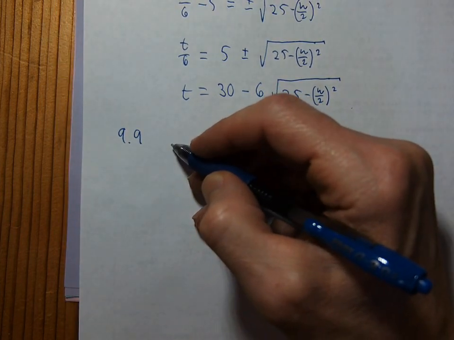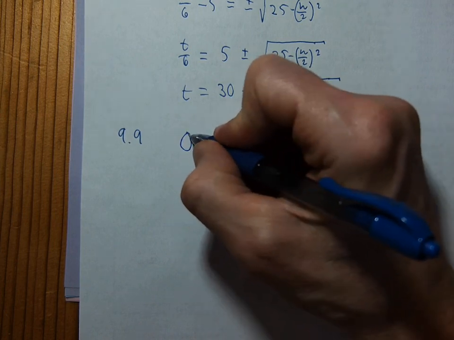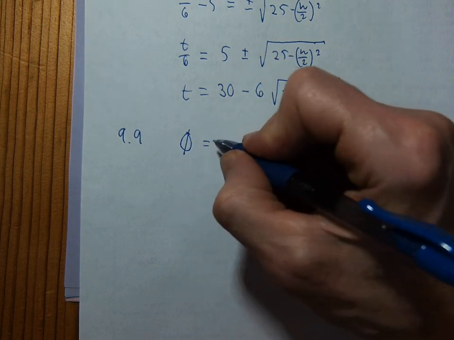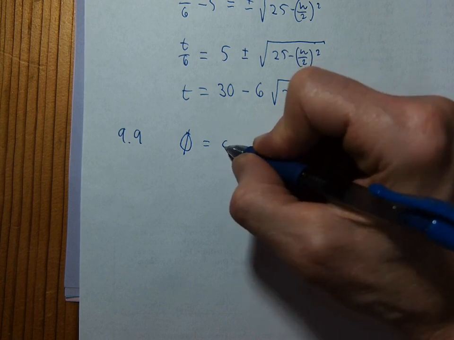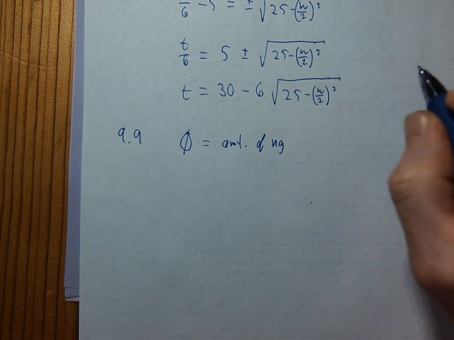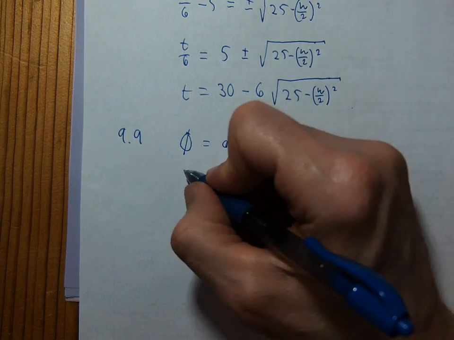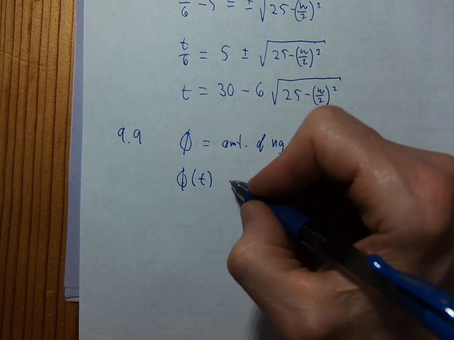Phi says it's the amount of nanograms remaining at t nanoseconds. So phi itself is the amount of nanograms. Nano is 10 to the minus 9th. So it's the amount of nanograms, call it ng, at a time t. So it's like phi as a function of time. Okay, that's what it is.